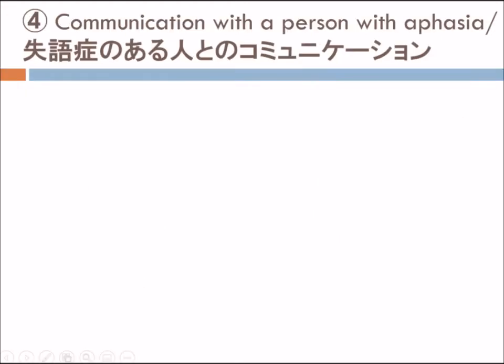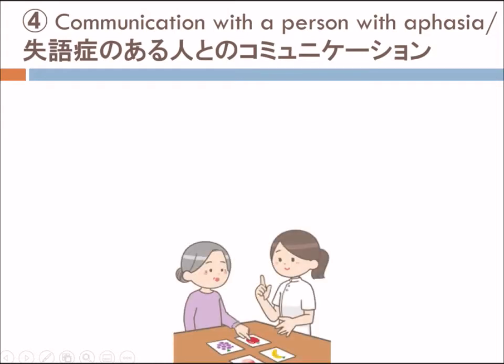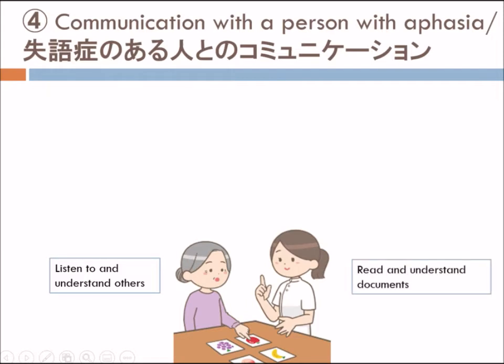Communication with a person with aphasia. Aphasia is a state in which a person's function declines, such as listen to and understand others, read and understand documents, speak, and write characters and letters.